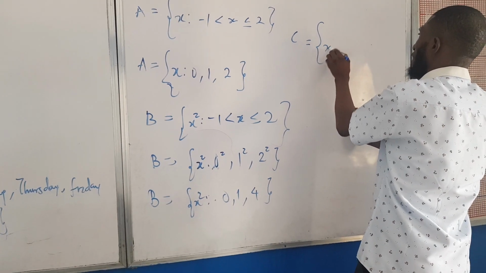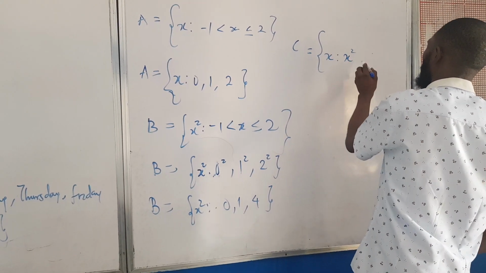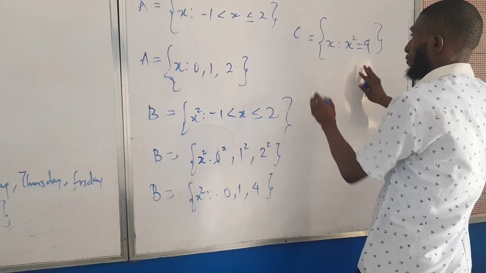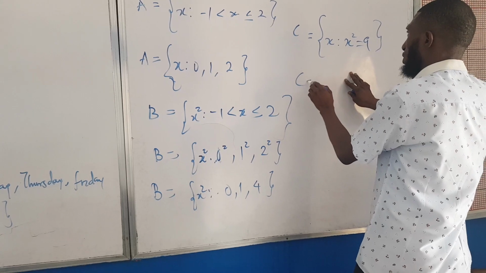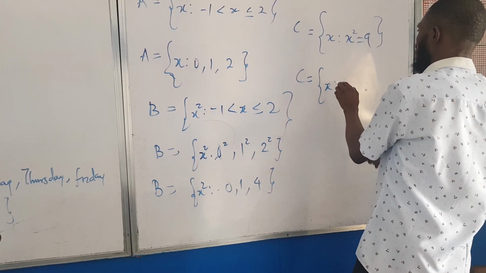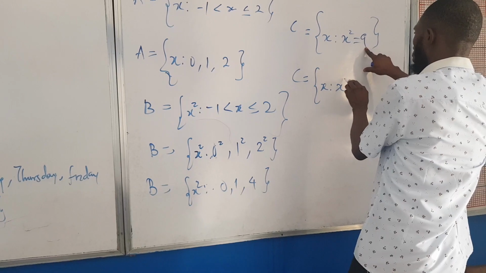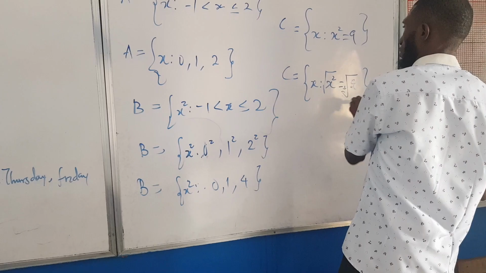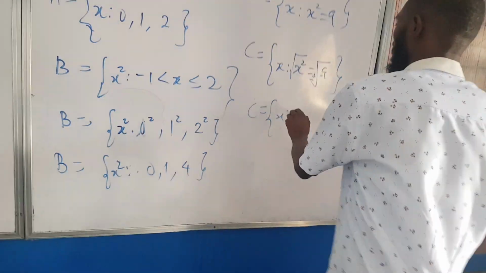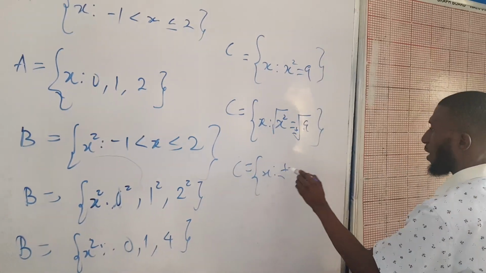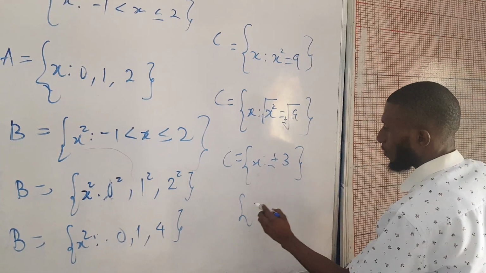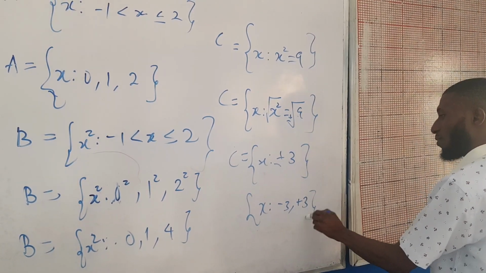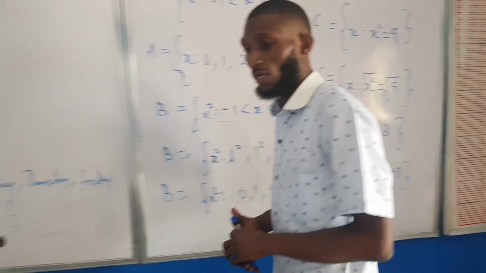At times it may be given in the form of an equation, where we have, let's say, x, a member of x squared, equals, let's say, 9. And they want us to find the elements of it. The element is just x, which is the square root of this, plus or minus the square root of 9. Then the elements are plus or minus 3, so your elements can be minus 3 or plus 3. And that's what we call set builder notation.